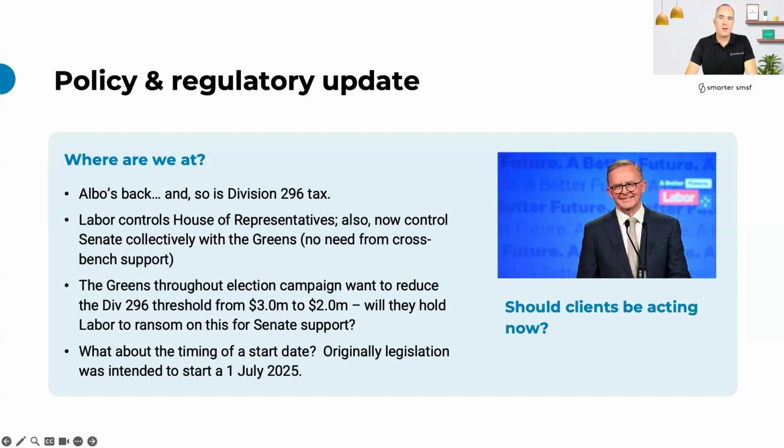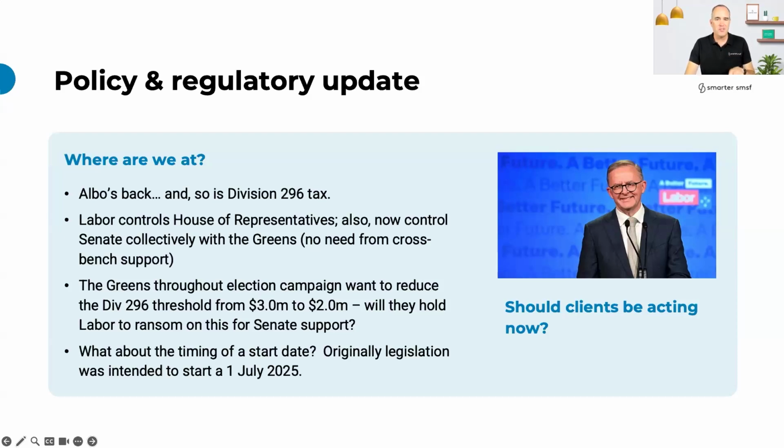And I say that because not only does Labor control the House of Representatives, and they've grown that footprint quite clearly, they now collectively with the Greens also have control of the Senate. Prior to the election, there was a voting block of crossbench senators, and they needed to get 3 of those on side to get it through. Going forward, they don't need those crossbench senators in any way, shape or form to get this sort of legislation over the line.